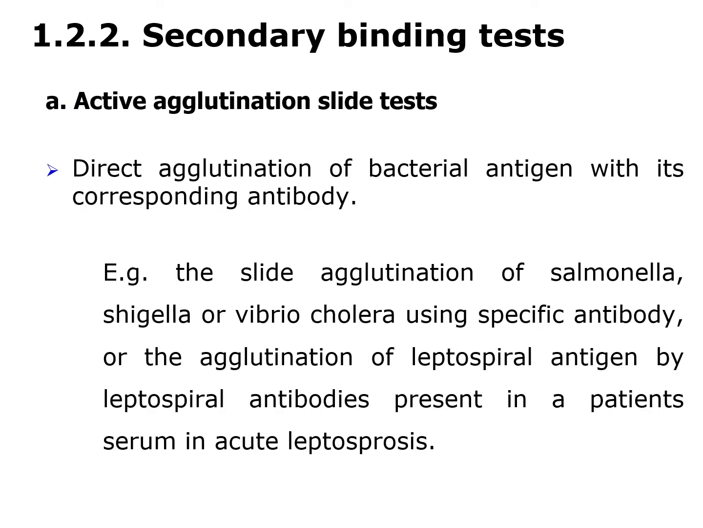Let's start off with active agglutination. When we directly cause the agglutination of the bacterial antigen using a corresponding antibody, then it's called active agglutination. Again, if it's direct agglutination of the antigen, it's active agglutination. Examples of this would be slide tests for Salmonella, Shigella, Vibrio cholerae using specific antibody, also for Leptospira.